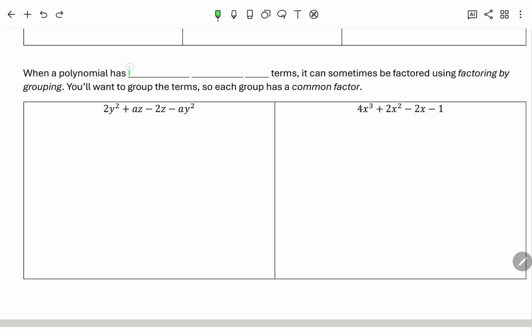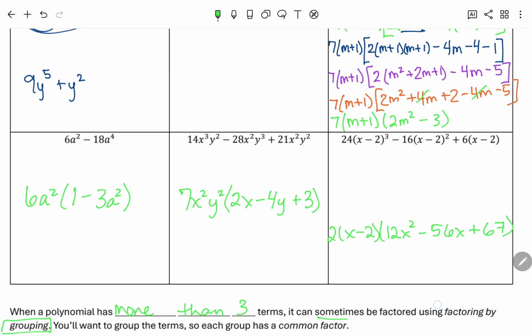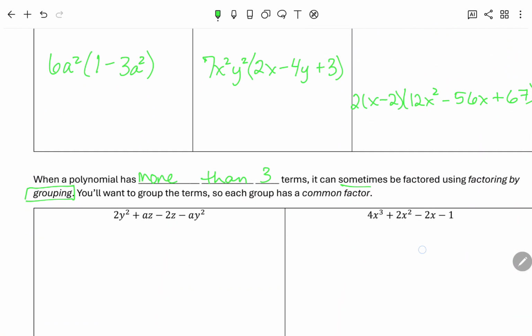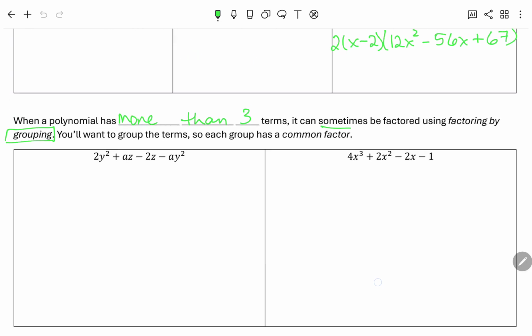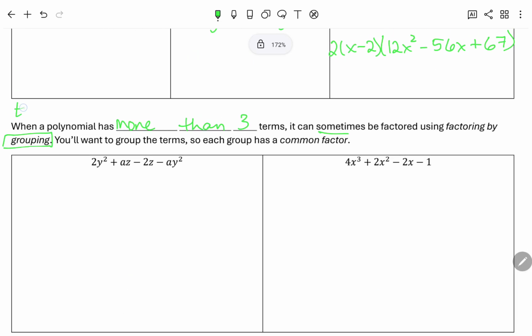Next, when a polynomial has more than 3 terms, it can sometimes, keyword, be factored using factoring by grouping. You'll want to group the terms so each has a common factor. Okay, I guess this is example 2. I totally skipped that title there. So this should say example 2, factoring by grouping.